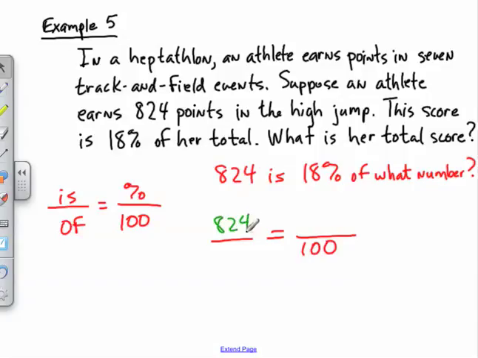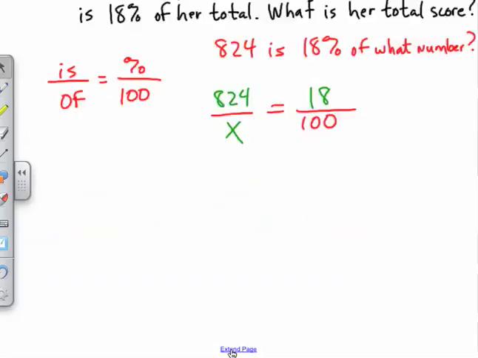All right. 18%, so that always goes where the percent should go, top right. Okay. Of what number? The x goes down here because we're asking of, and we don't know what that number is, so I'm going to make that my variable. Now, I need to cross multiply.